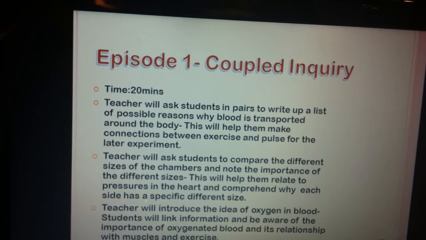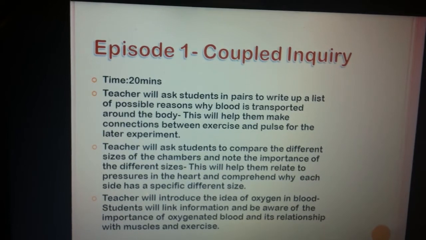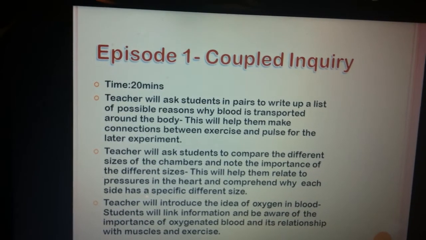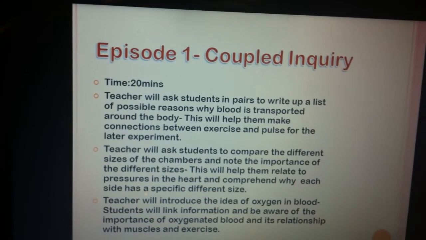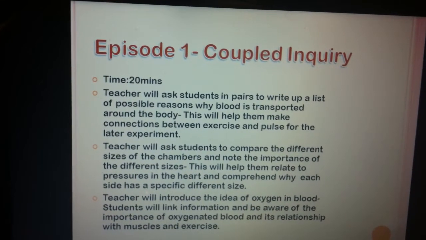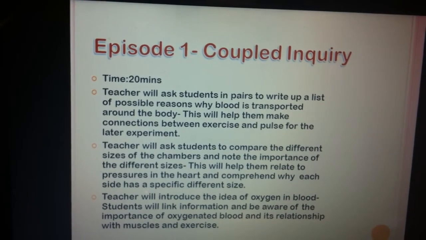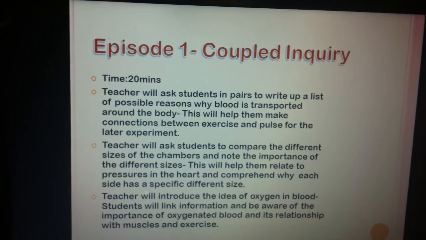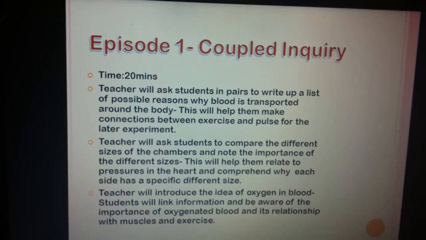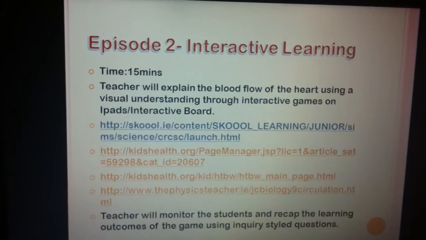But then the teacher would come in with guided, and this would enable them to make connections themselves and to note the importance. The guided is really important in the coupled because it's the teacher introducing the idea after the students have made the connections themselves. The episode 1 here is a typical first episode for the circulatory system.